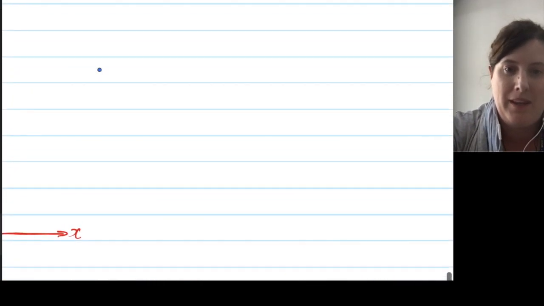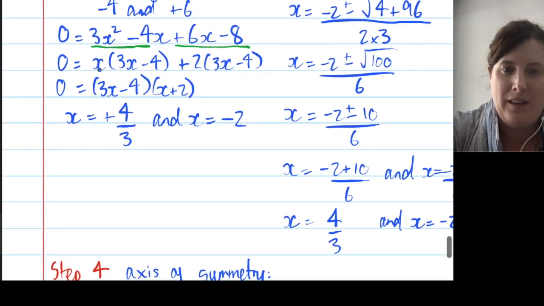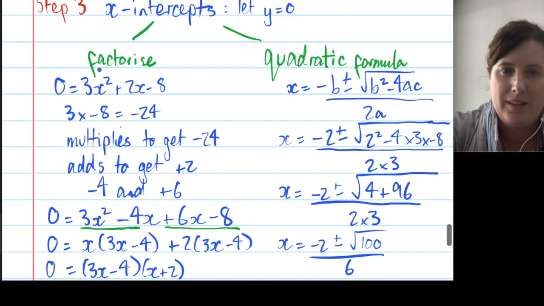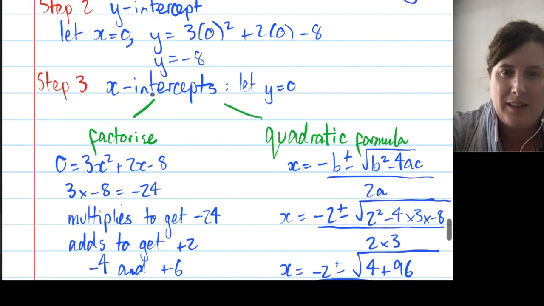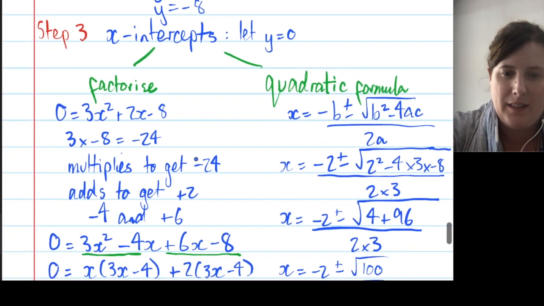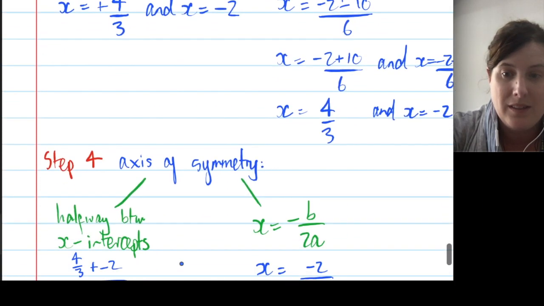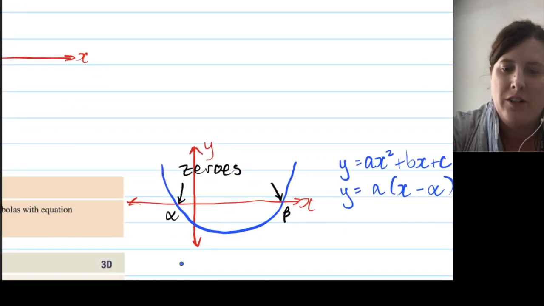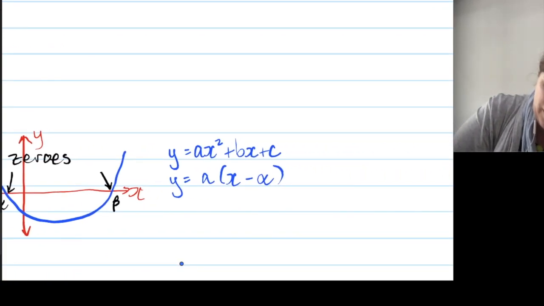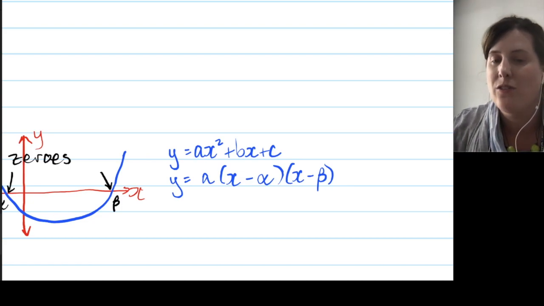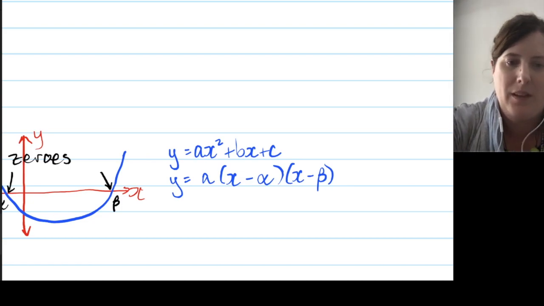Just like back up here when we factorized to figure out the x-intercepts, these are our zeros. Our zero was positive 4 on 3, and our other zero was negative 2. We're putting it back into brackets, but we don't actually know what's inside these brackets, so I'm calling it alpha and beta. That's a really complicated way to do what I'm about to show you.